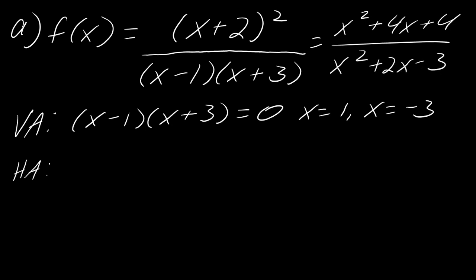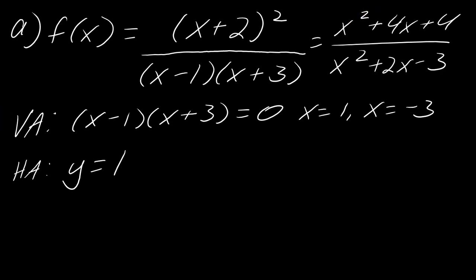Now that I can see these are both degree 2 polynomials, I just take the leading coefficient of these two terms. So my horizontal asymptote is just going to be y equals 1. Okay, so let's keep going with this and let's find intercepts.